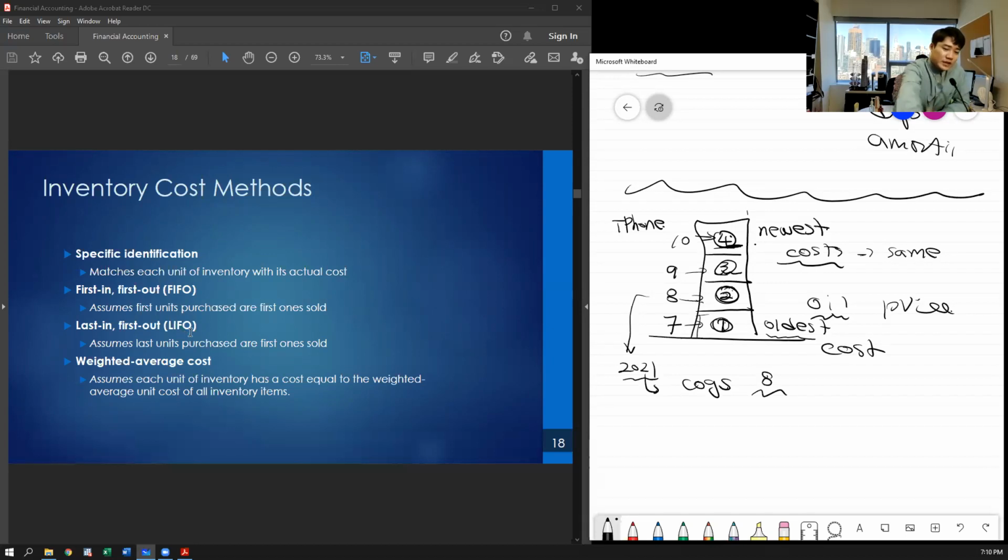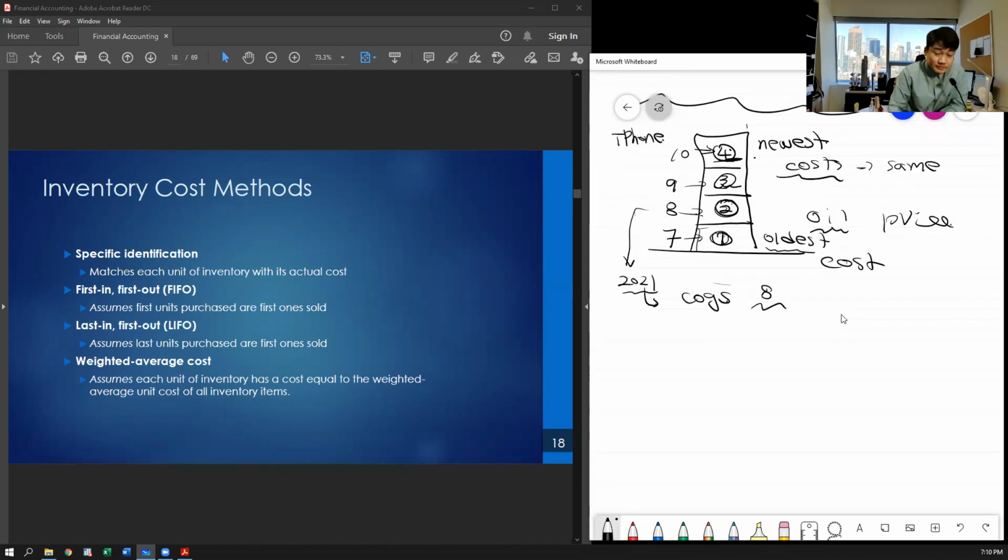If the company does not like either of these approaches, obviously there is an average method. Basically you compute the weighted average for this tower and then just multiply that with the number of items sold during the year. Okay. So any questions before we get into the actual calculations?